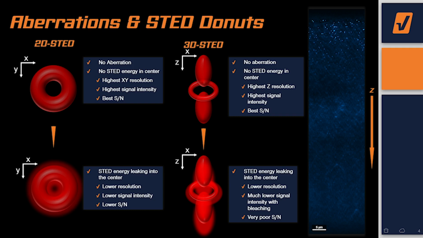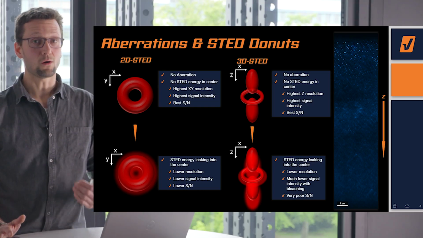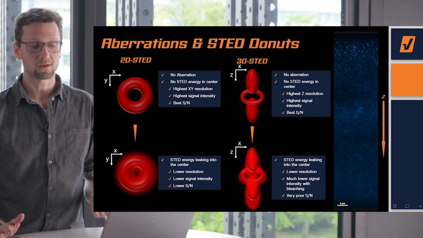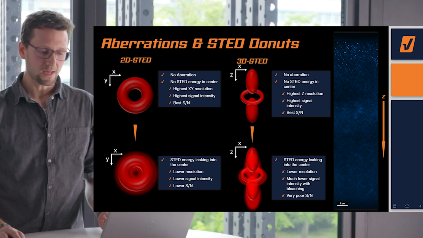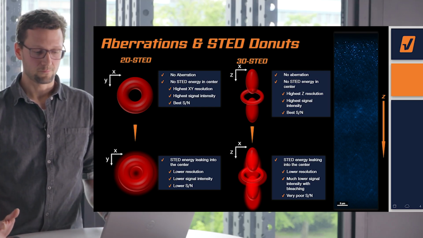This holds true for both STED donuts, but it's not that tremendous for 2D STED. For the 3D STED donut, however, a smear of the depletion light in the Z dimension basically means that you get depletion light into your intensity minimum in the center of the donut, meaning that all the fluorophores in the focal plane are depleted. So in the end, you don't see anything anymore.